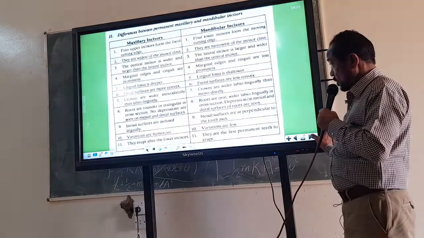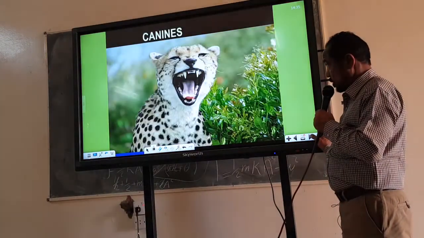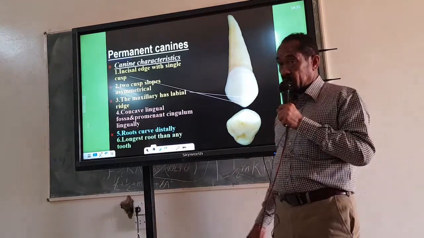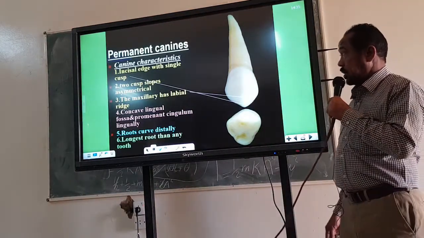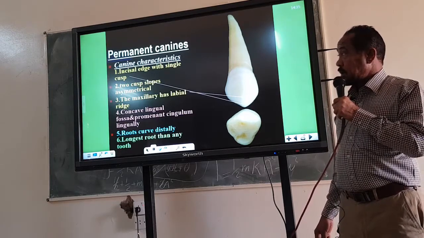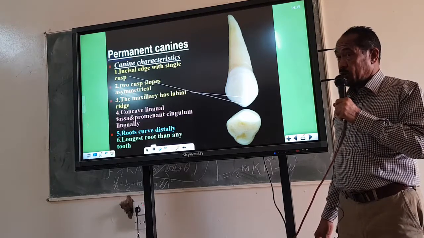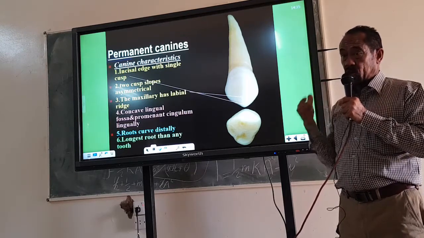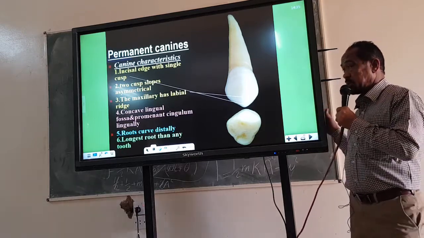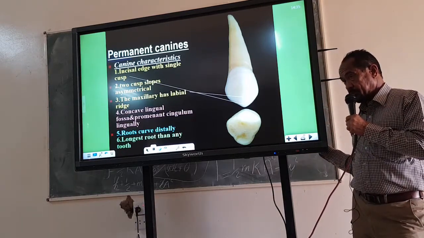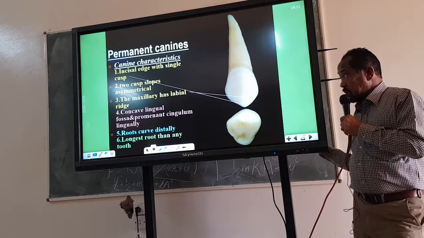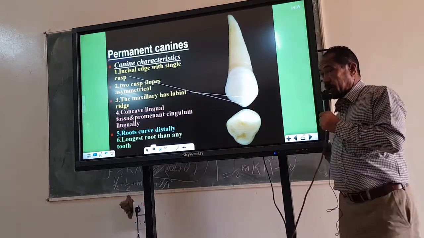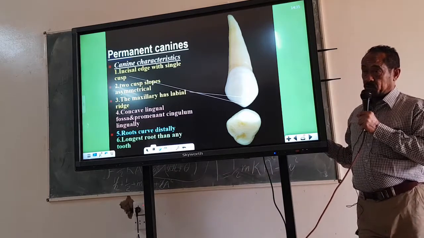The lateral, the comparative points between the difference. Now we come to the canine, the third anterior tooth. The canine supports the lips. When there is no canine the lips become invaginated inward. It supports the lip. It lies at the corner of the mouth. It is characterized by a cusp. That is why the canine is called cuspid. We can say canine or cusp tooth.